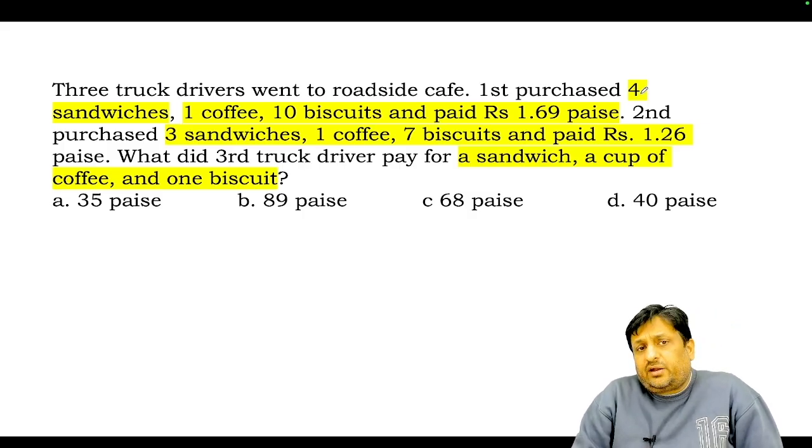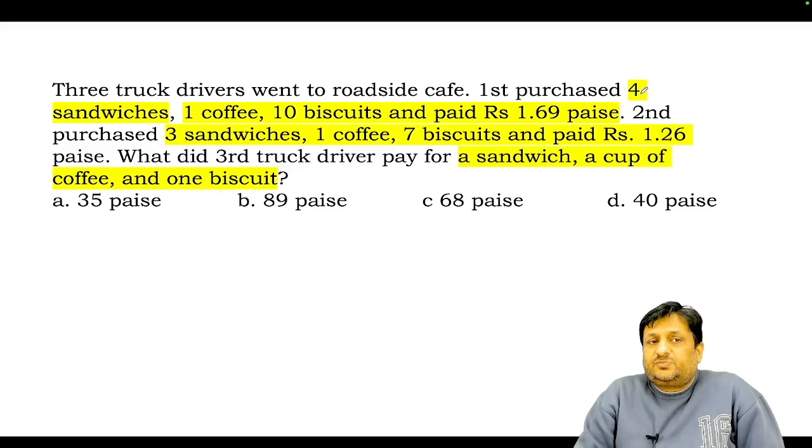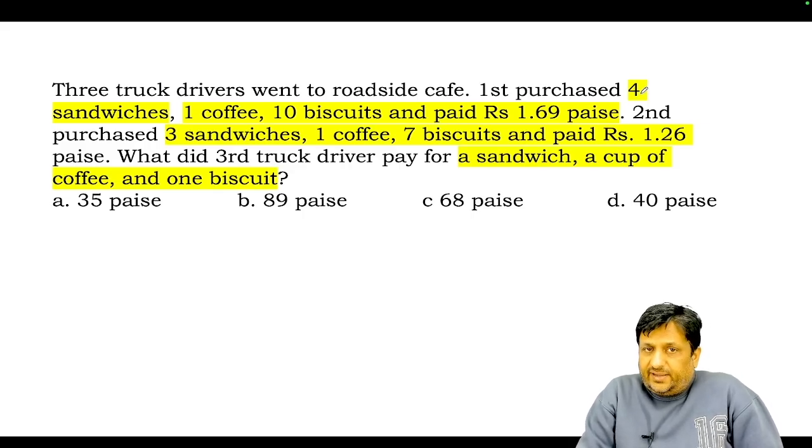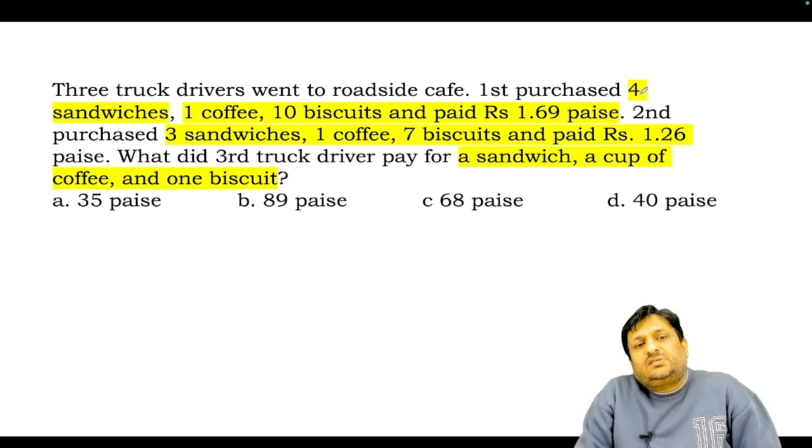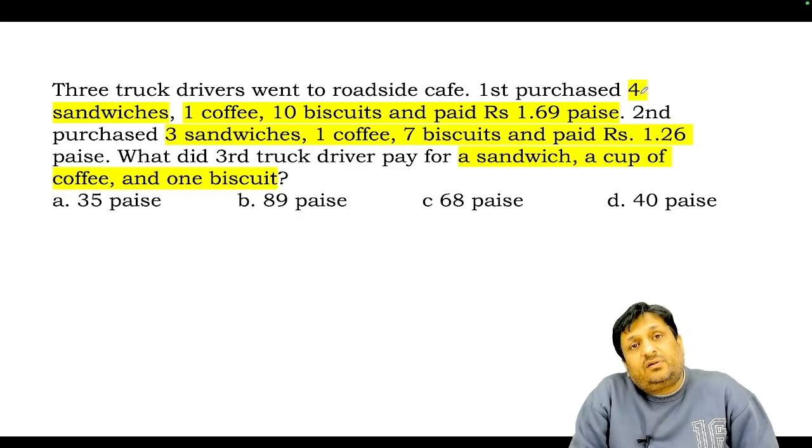There are 3 truck drivers. The first purchased 4 sandwiches, 1 coffee and 10 biscuits, and the price he paid is 1 rupee 69 paisa. The second purchased 3 sandwiches, 1 coffee and 7 biscuits. He paid 1 rupee 26 paisa. The third driver is purchasing only one sandwich, only one cup of coffee and only one biscuit. How much does he have to pay?